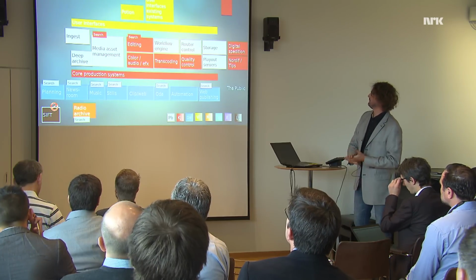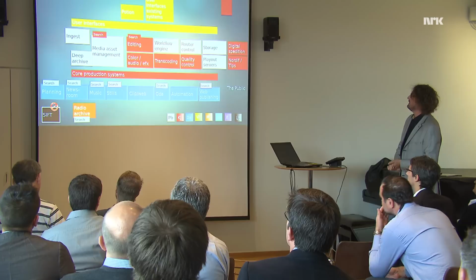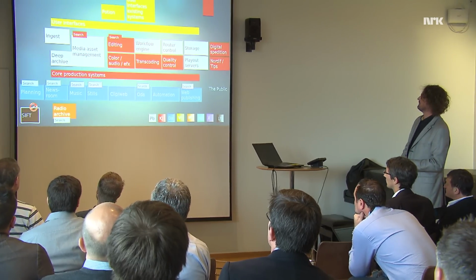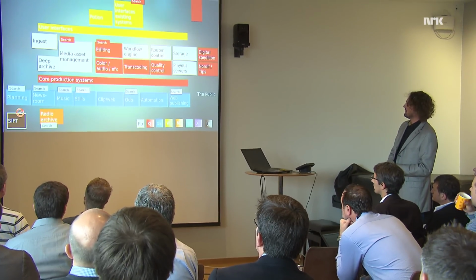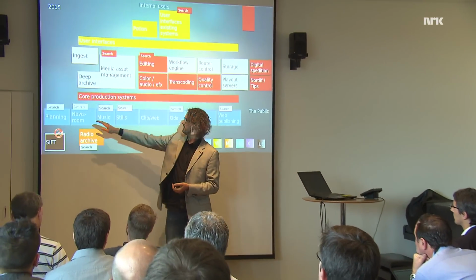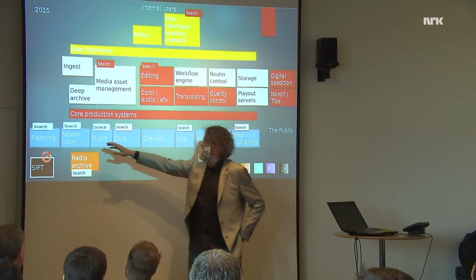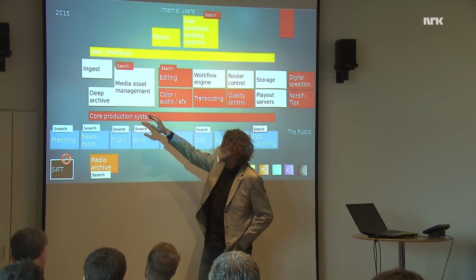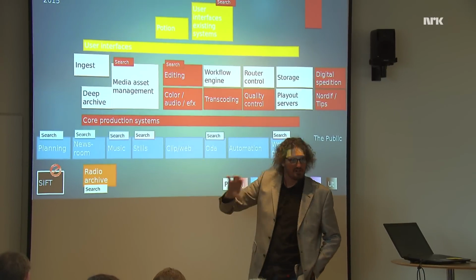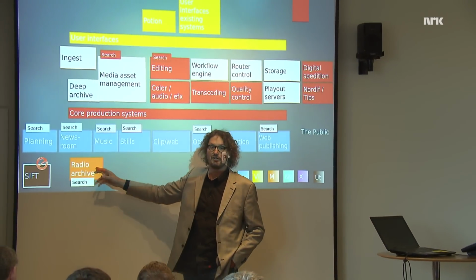This is the same picture as we saw before, but now with all the text. You see that we have this top layer with the user interfaces. We did some work there. In the lower layer, we have some production systems, the planning, newsroom, music, stills, and so on. They have their own search functionalities. We actually said, okay, there is a lot of stuff going on here. What can we start with to actually implement our new vision? And then we said, we start with this radio archive.